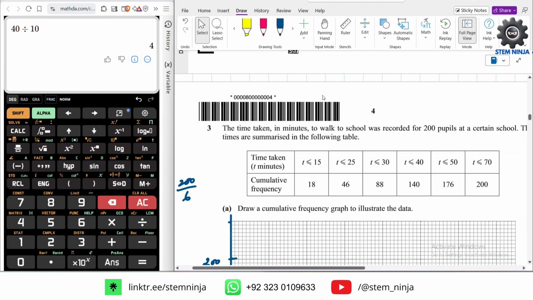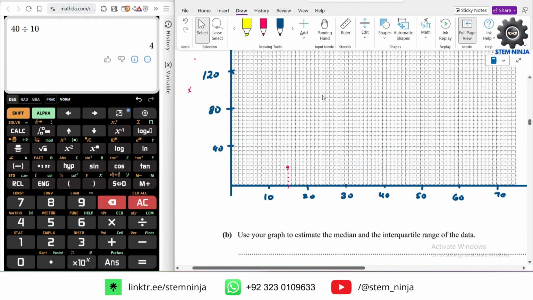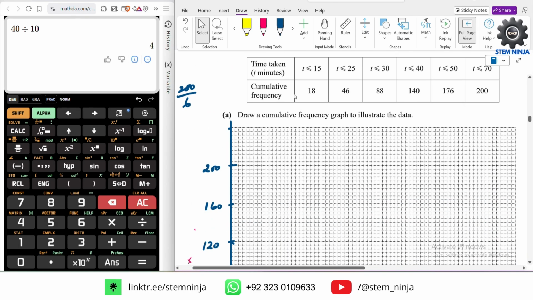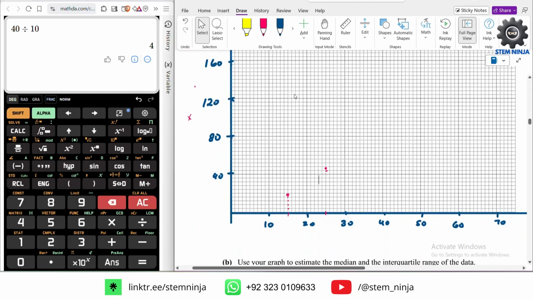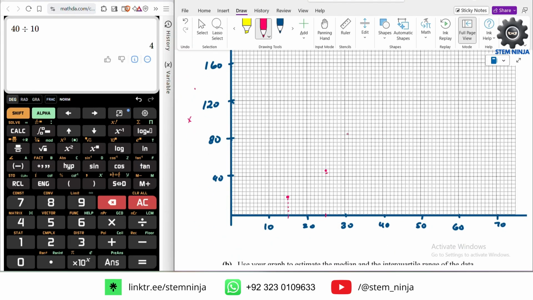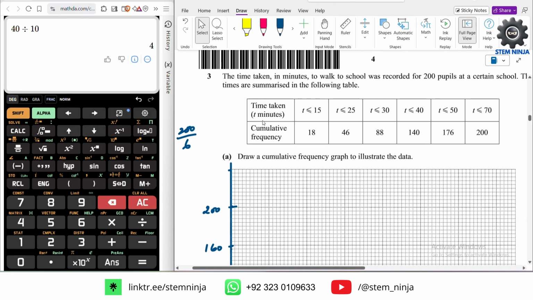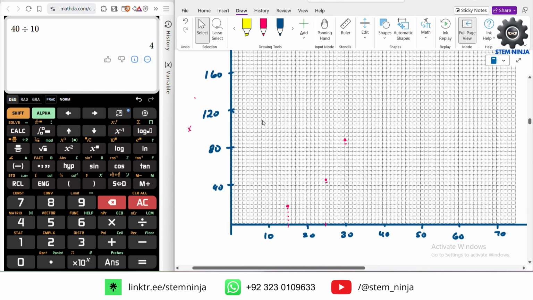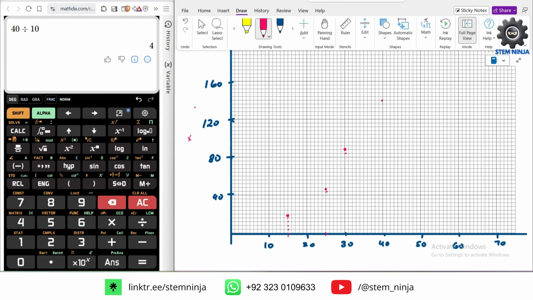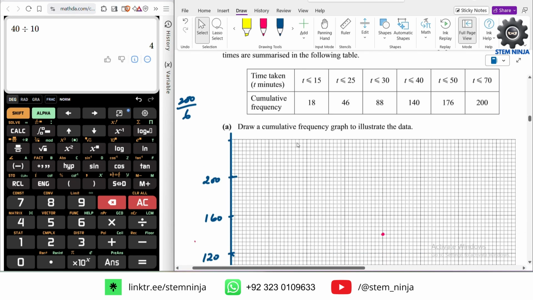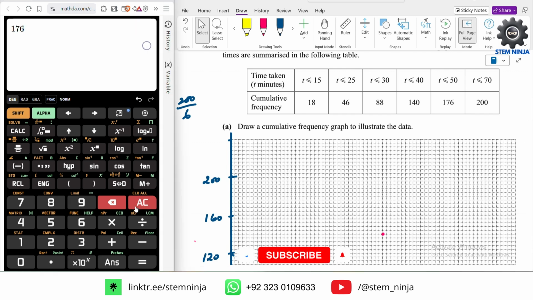Okay. Next up was 25 and 46. So 25 and 46. So 44, halfway between 44 and 46. 88, that is 30. So 84, 88. Then we go 140 at 40. So halfway over here. Then we get 176. So let's see.